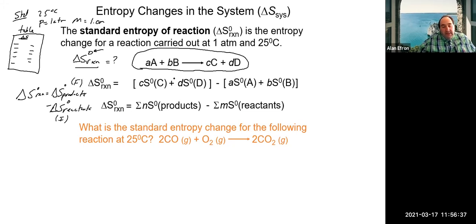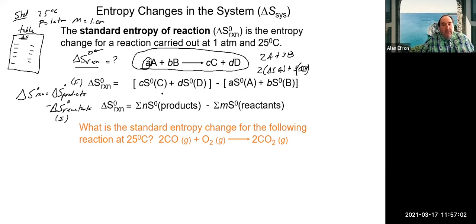A couple of things: just like you would do with delta H, you do take the coefficients into account. So if you had like 2A plus 3B, you would go to the table and take 2 times the delta S for A plus 3 times the delta S for B in that particular case. And that's what you want to make sure that you do.